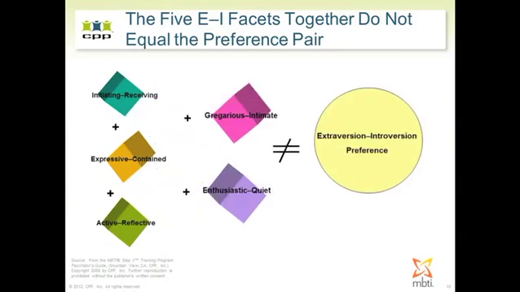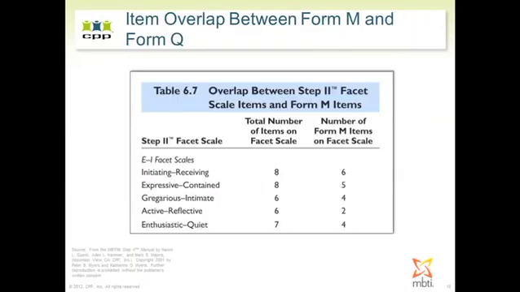And we have some great examples in the manual. If you're looking at the Step 2 manual, you can see exactly the number of items and where the overlap is, and where there are items that particularly focus on Step 2 results. So for example, on our EI facet scales, you can see that on the initiating and receiving scale, there are 6 questions that will be scored toward your Form M, and 8 of the questions are scored toward Step 2. So there are 2 additional items. So you'll often see very similar results on that particular scale with the overall EI category.